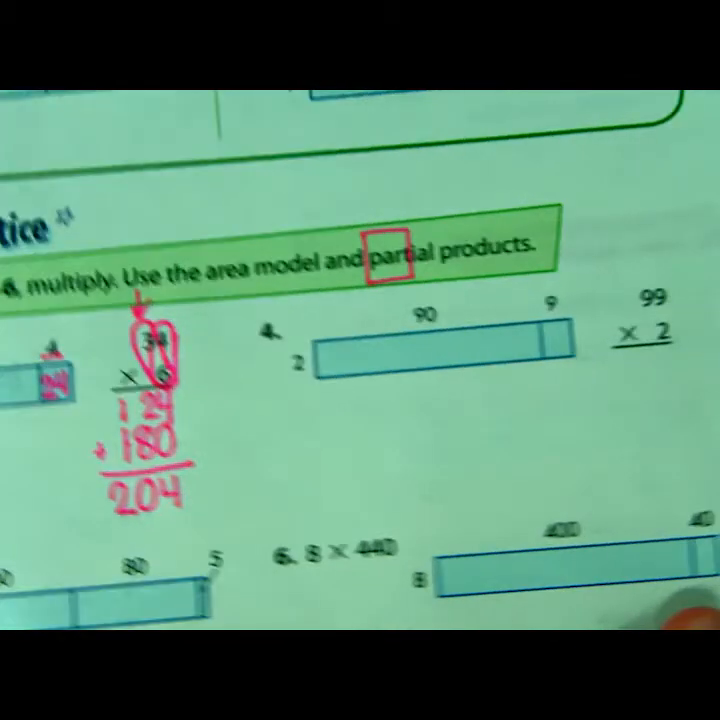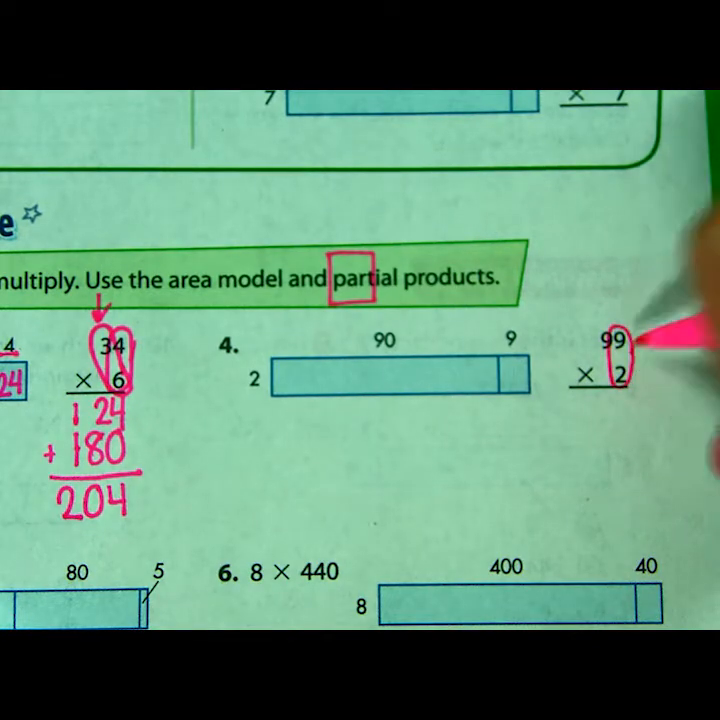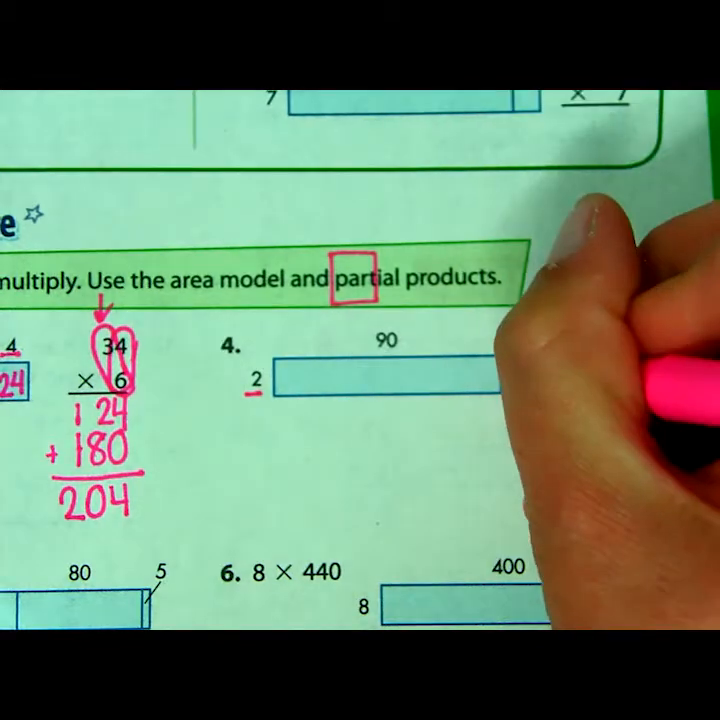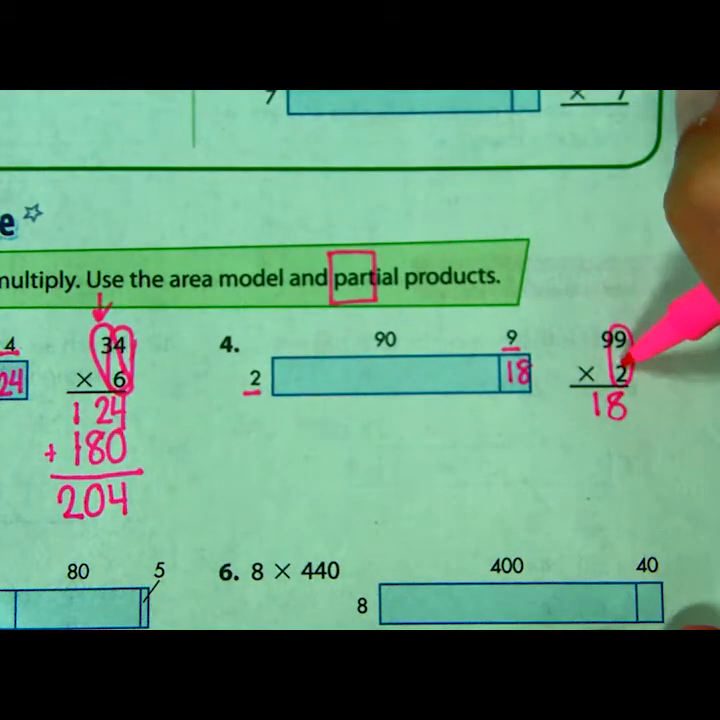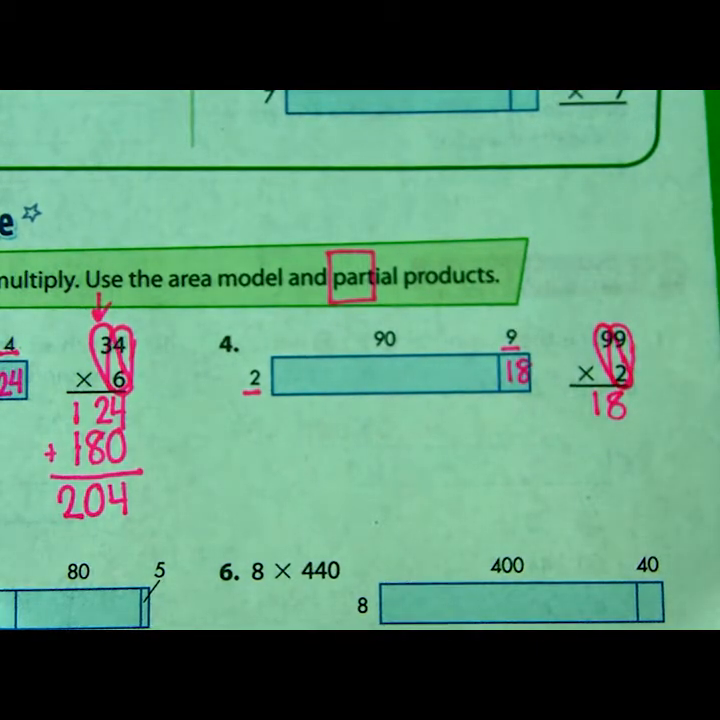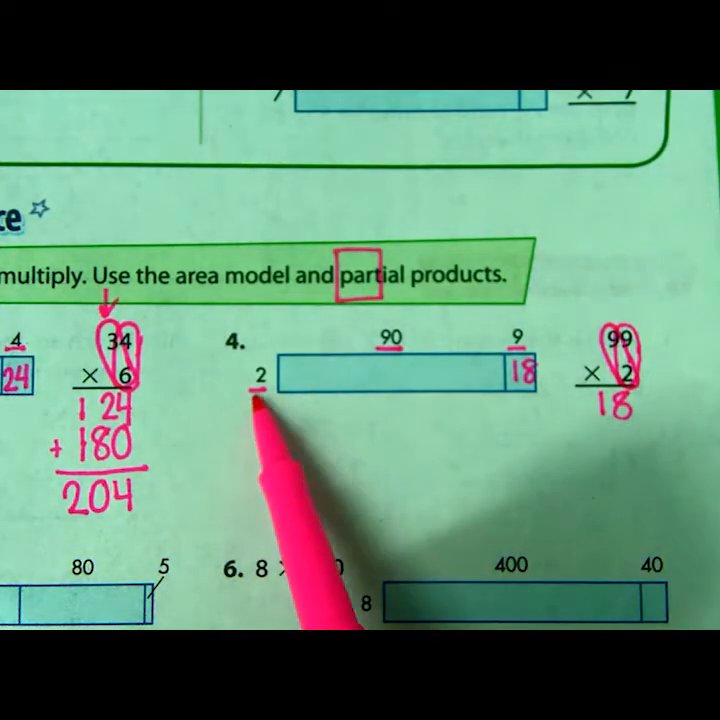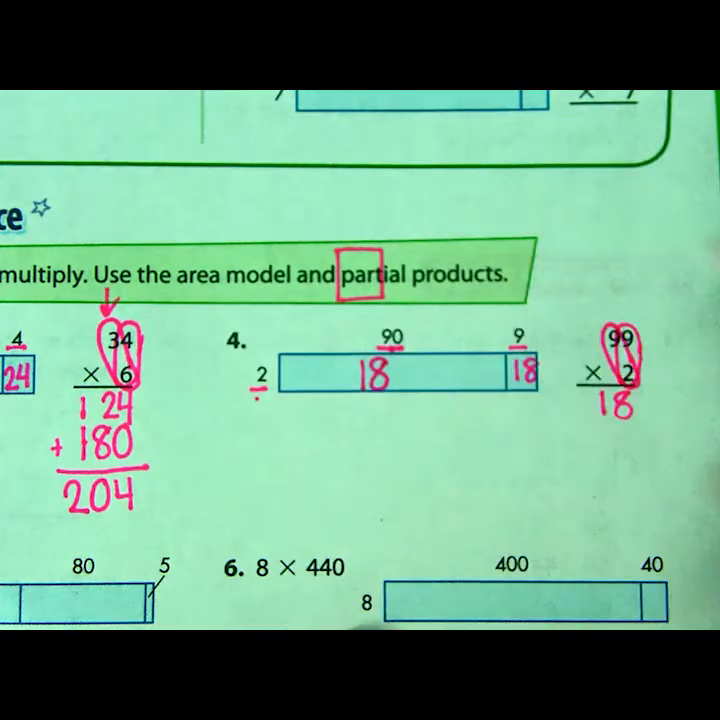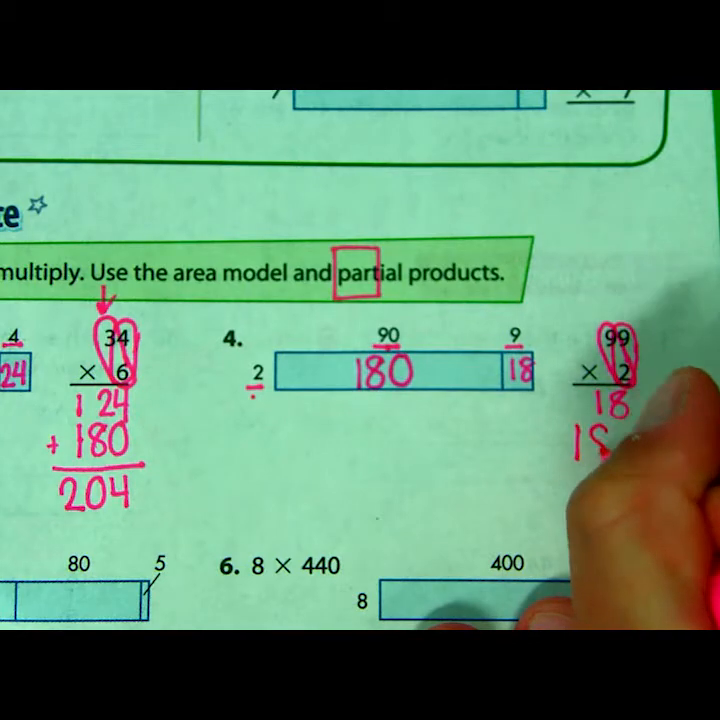Question number 4. Again, let's start in the ones place. 9 times 2, which is exactly what we're doing here in the area model. 2 groups of 9 is equal to 18, so we can record that. Then we're going to multiply by the number in the tens place. Well, we know that a 9 in the tens place really has a value of 90. So now when we're multiplying 2 times 90, we're using that basic fact knowledge again, that 2 times 9 is 18, but then adding on that 0. So now we have 180.